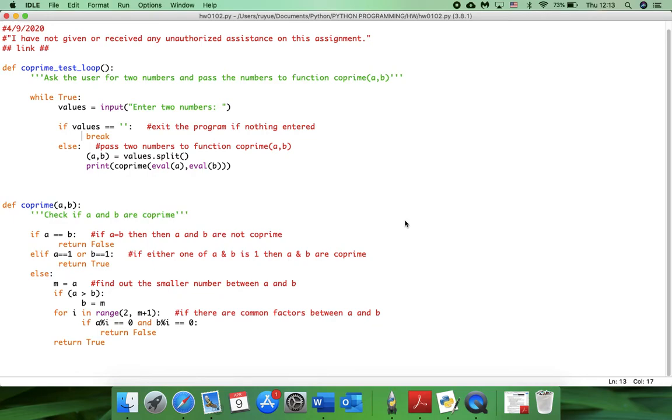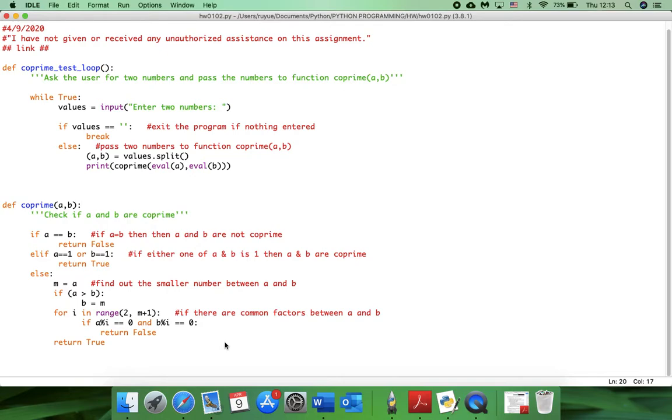In this assignment, I wrote two functions. The first one is Coprime test loop, which asks the user for two numbers, and then passes the numbers to the next function, Coprime. The Coprime function here checks if A and B are coprime.